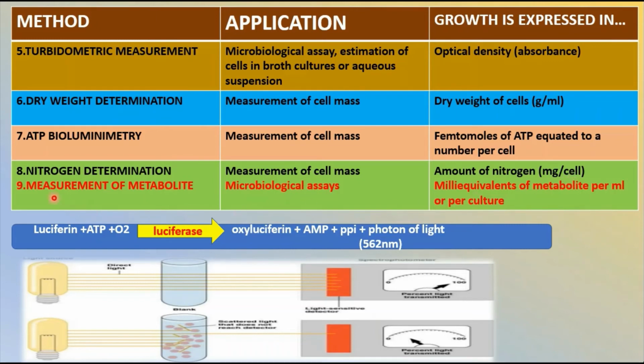And the last one is the measurement of metabolite, that is, measurement of cell activity. And the application is microbiological assays, where we can estimate the enzyme, or we can estimate the organic acids produced. And the growth is expressed in milliequivalents of metabolite per ml or per culture. So these were the few methods that we discussed in detail in the previous part, and in this video we have summarized all the types of microbial measurement methods.